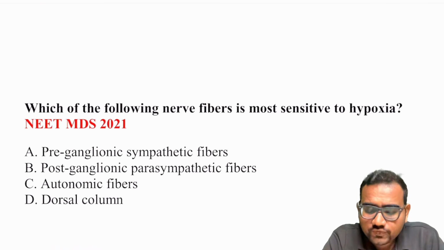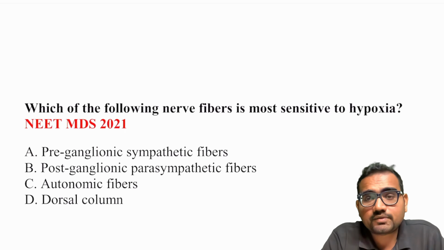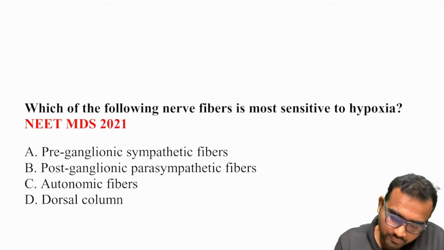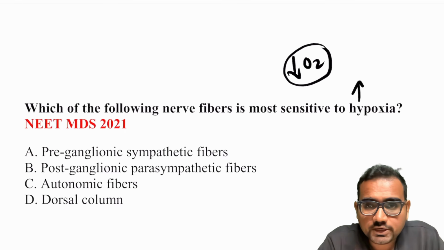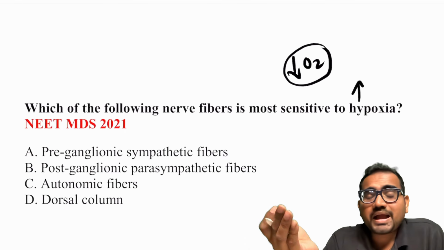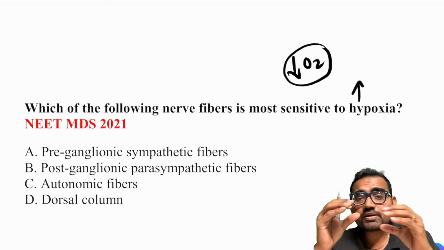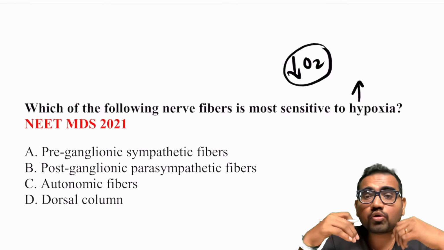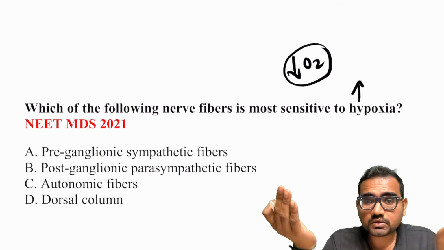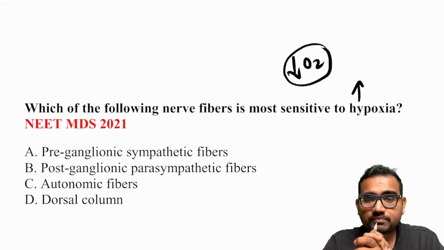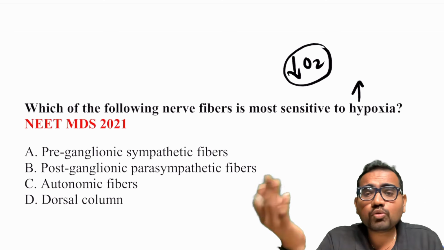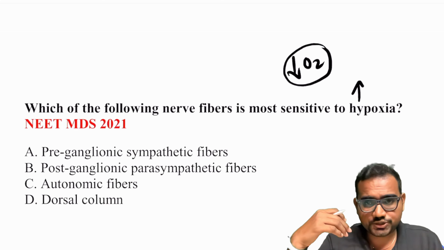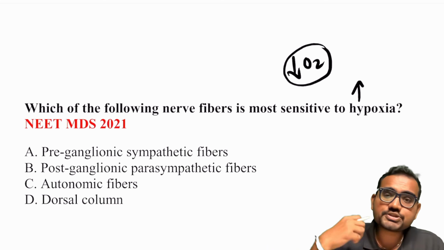Which of the following nerve fibers is more sensitive to hypoxia? What is hypoxia? Decreased oxygen at the tissue level. Okay, so am I right in saying that whichever fibers require more ATP will be more sensitive to hypoxia? Obviously. Say, for example, I am a fiber, and I need more energy for my function.